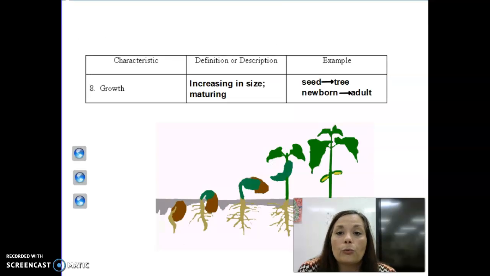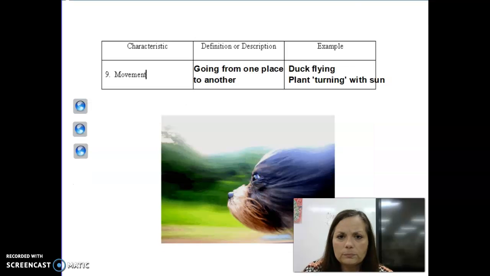All right, 8, growth. This one's self-explanatory. Obviously, you grow and you mature, okay? So there's more than just to grow, and you also have to mature. But unfortunately with this, a growth also means a lifespan. So things are born, things die. Okay, so a seed going to a tree or a newborn going to an adult are 2 examples.